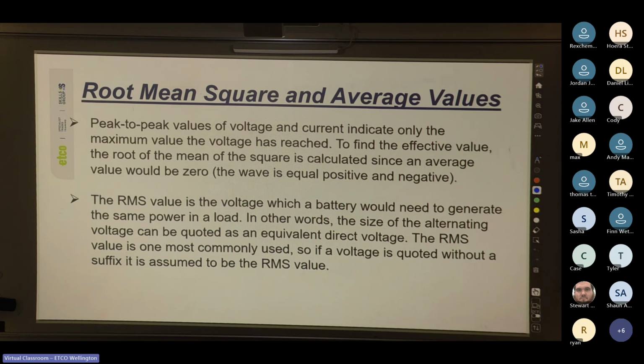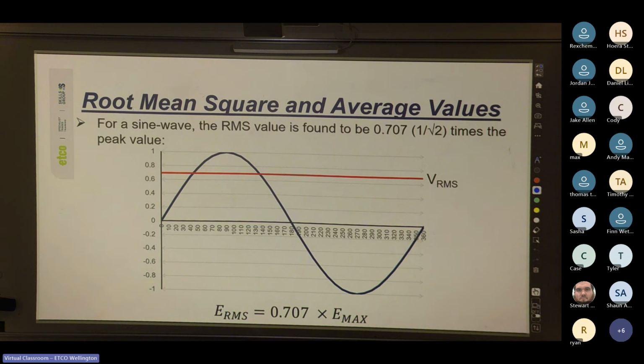Cool. So for a sine wave, the RMS value is found to be 0.707, 1 divided by square root 2 times the peak value. So E RMS is equal to 0.707 of E max. So if we did that in reverse, we took our RMS value of 230 and divide it by 0.707, we get 325.31824, etc. So about 325 volts.